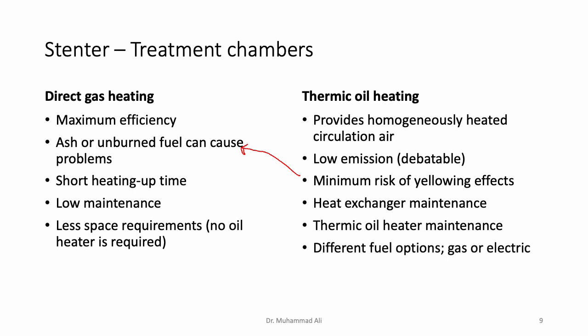One advantage of thermic oil heating system is that we can have different fuel options in it. So the thermic oil boiler can be gas fired or electric, as I mentioned before. This is not possible in case of direct gas heating system. Of course, direct gas heating system will always require natural gas as fuel.